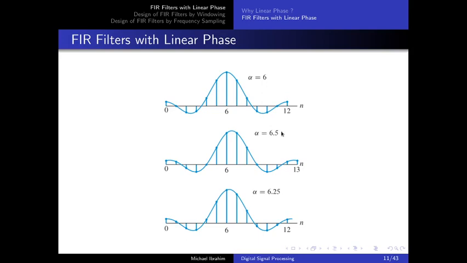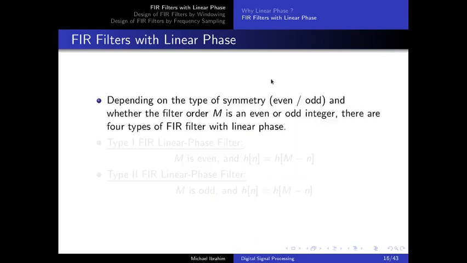Here, it's a different situation. Here, alpha is an integer. So, over here, if m is even, m is equal to 2 alpha, which means 2 alpha is an even integer, or alpha is an integer, h of n will be equal to h of m minus n. This is called type 1 FIR filter.